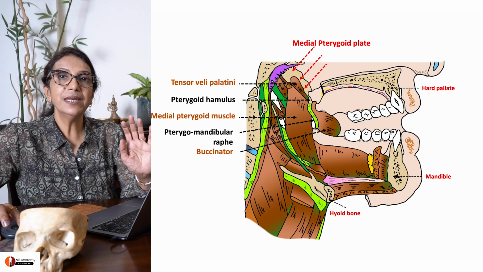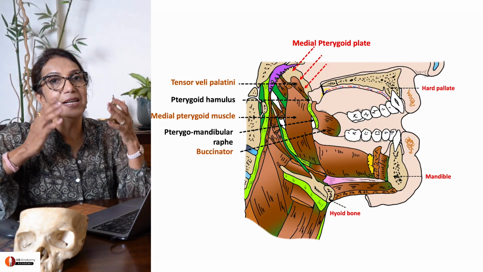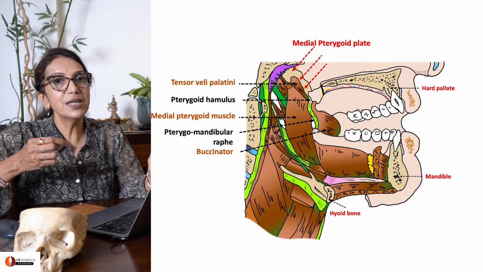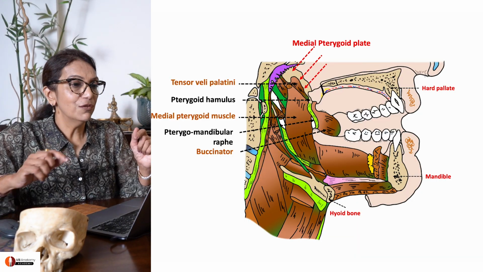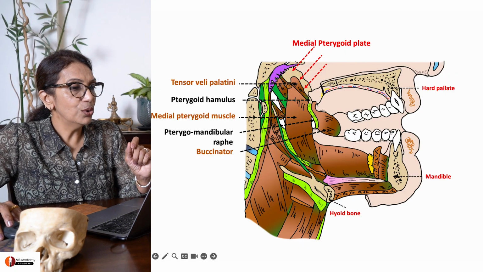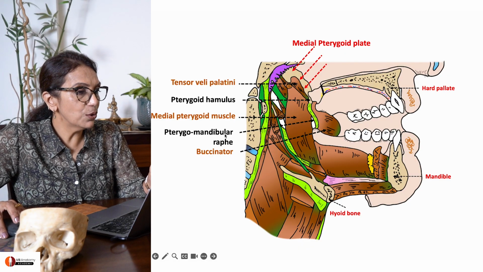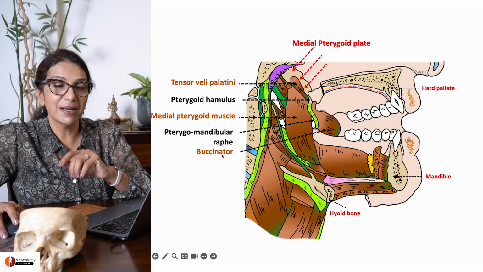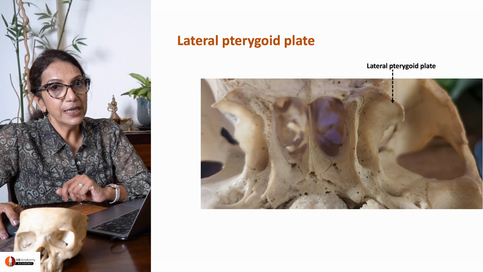Okay, so medial pterygoid plate medially forms the lateral wall of pharynx, laterally gives attachment to medial pterygoid muscle. Posteriorly, it gives rise to the pharyngobasilar fascia, forms a little hook-like structure called pterygoid hamulus and gives attachment to pterygomandibular raphe, buccinator and superior constrictor muscle. Let's go to the lateral pterygoid plate over here.